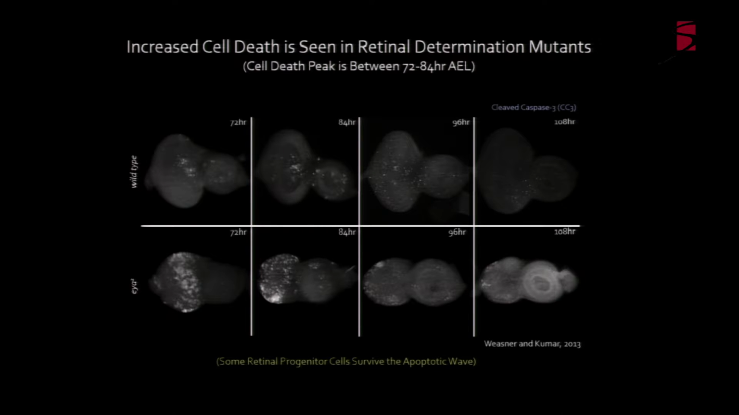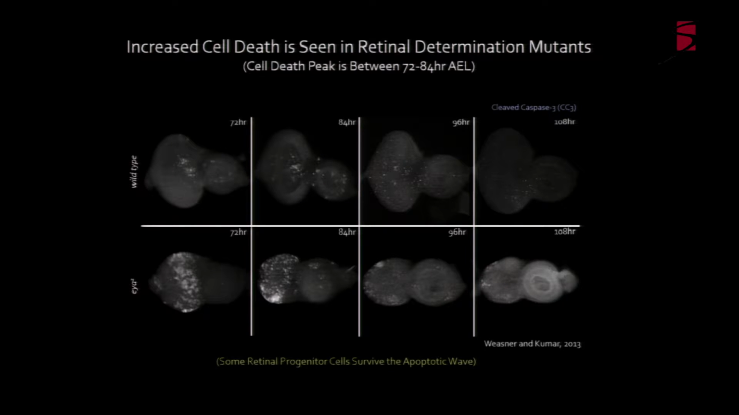What you can see is that there's a scattering of cell death through many of those stages, but nothing really significant. However, in the mutants, during these 12 hours, from 72 hours to 84 hours, there is this nice apoptotic wave that comes and goes. And it takes out many of the retinal progenitors.